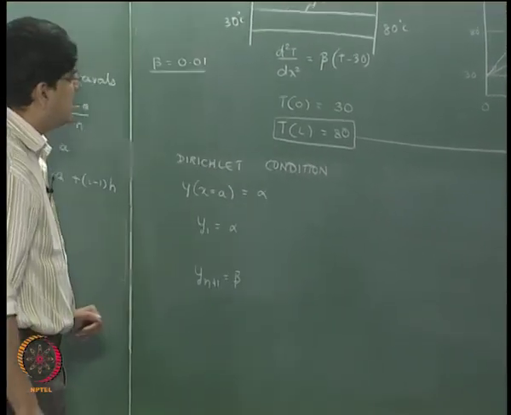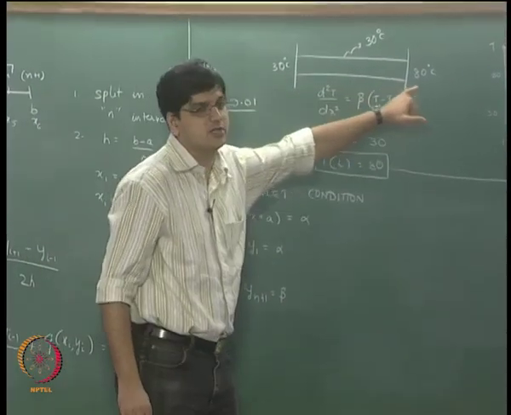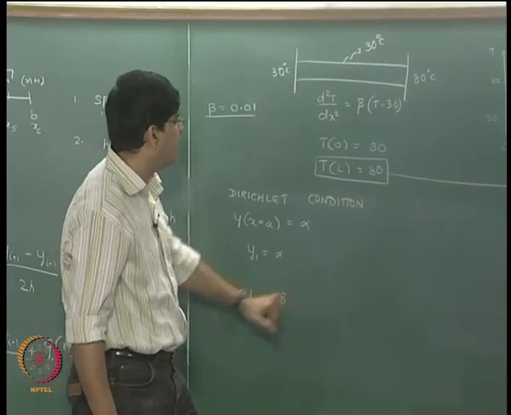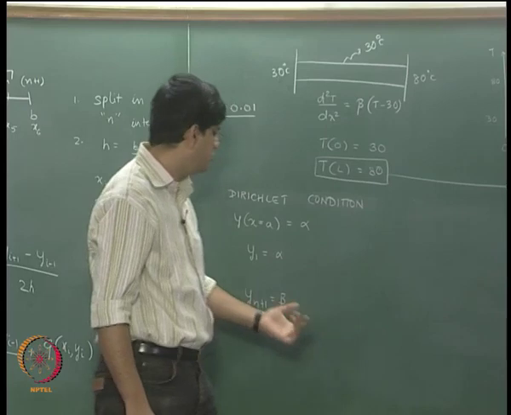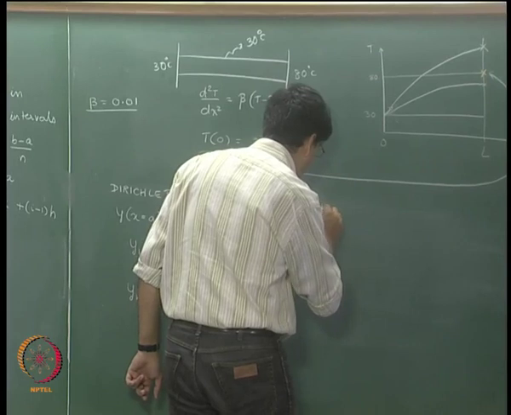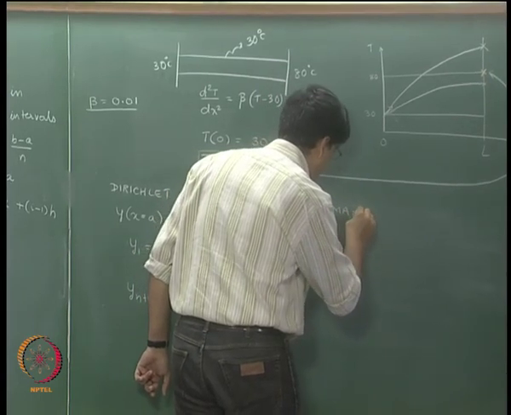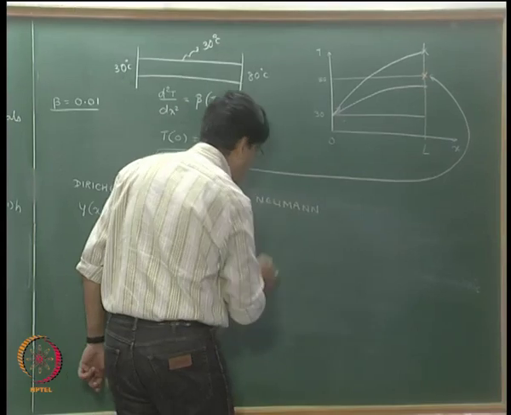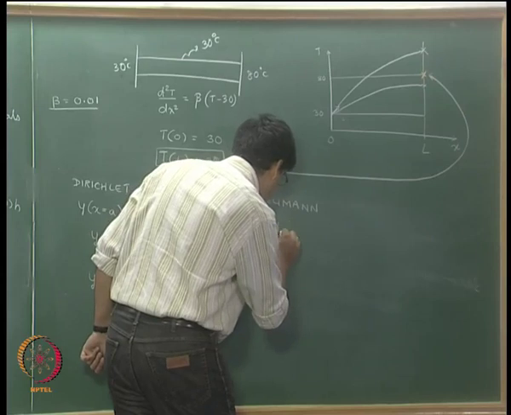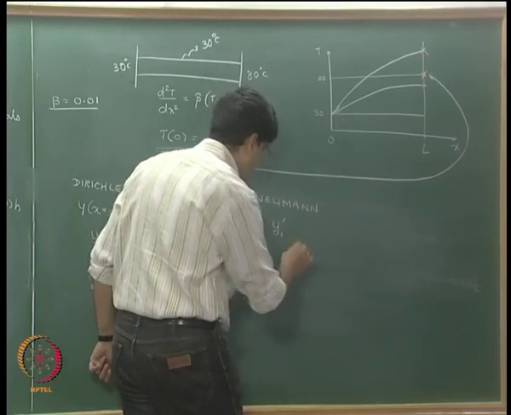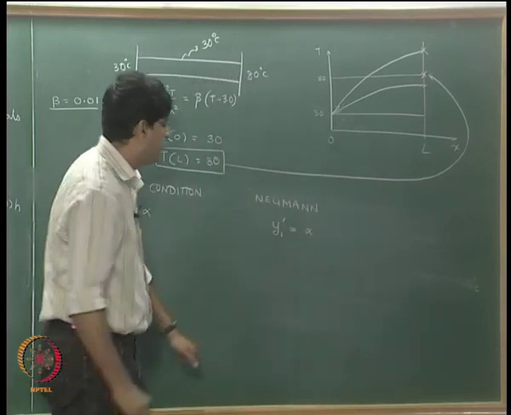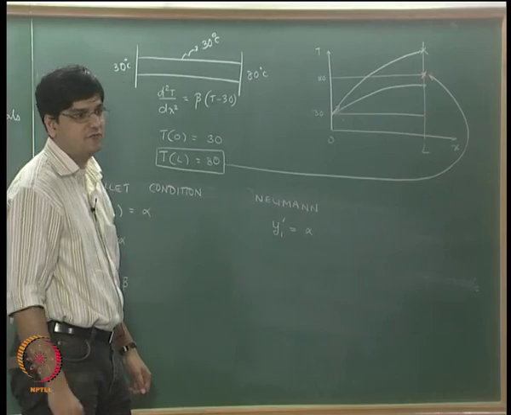Okay. And that is exactly what we are going to get in this particular example, where we will get y1 equal to 30 and y(n+1) equal to 80 as the two Dirichlet boundary conditions. But instead of Dirichlet boundary conditions, if we had a Neumann boundary condition at this particular end, the Neumann boundary condition is going to be y1 dash equal to some value alpha.